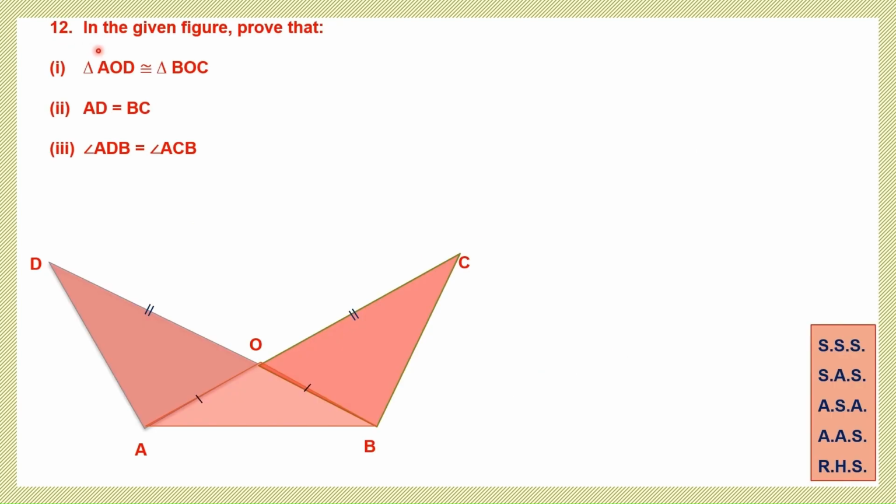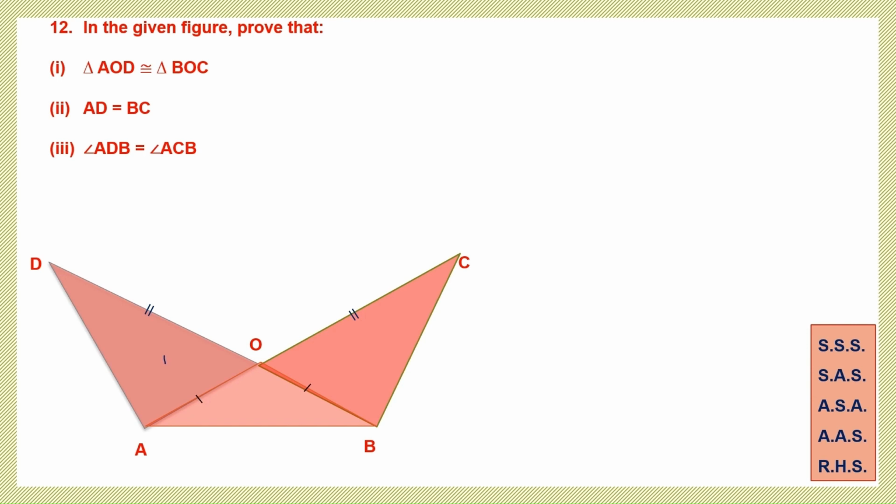Question 12. In the given figure, we have to prove a few things. So figures given to us, we have to prove. The first one is we have to prove that triangle AOD is congruent to triangle BOC. Now let's see where that is. Triangle AOD, that is this triangle. Let's write that as 1. We'll write it as 1.